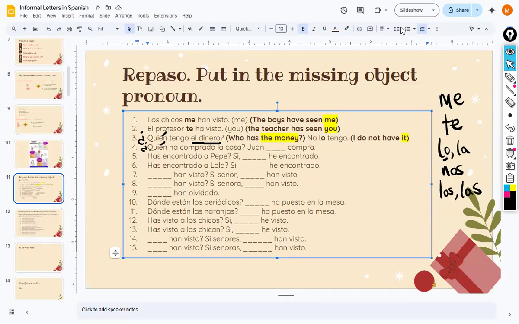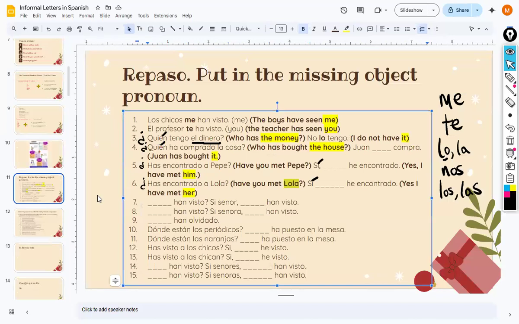I'm going to ask you to fill in the answers for the next three. So we're on number 4 now. ¿Quién ha comprado la casa? Who has bought the house? And we want to say Juan has bought it. So the it is the house. The house is feminine, so we need la. La is the word for it when it is feminine. Okay. Have you met Pepe? ¿Has encontrado a Pepe? Sí, yes. I have met him.